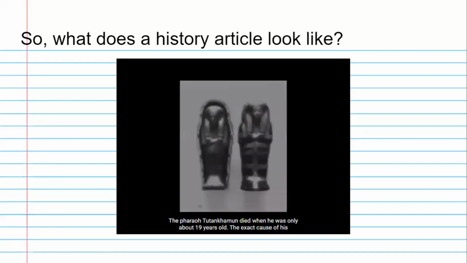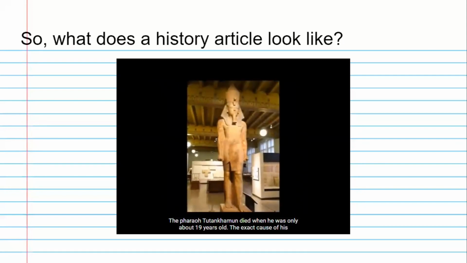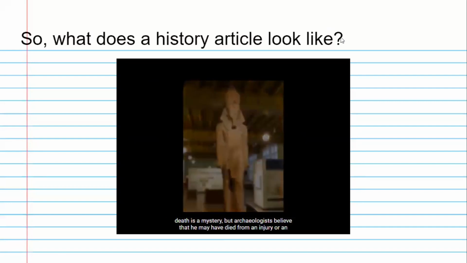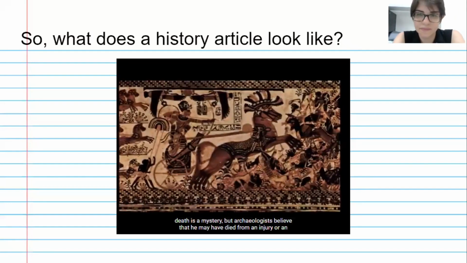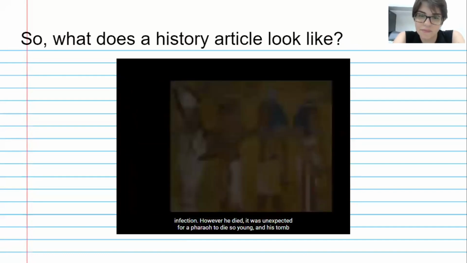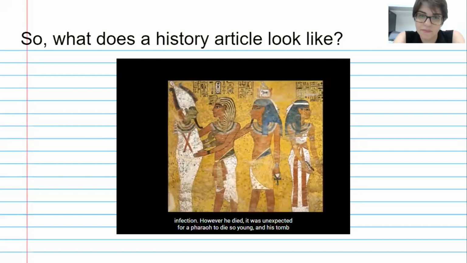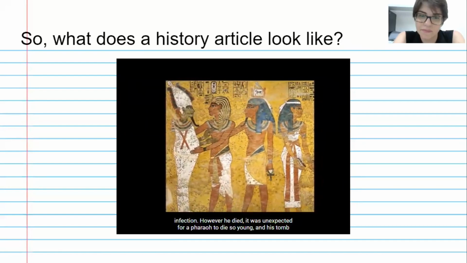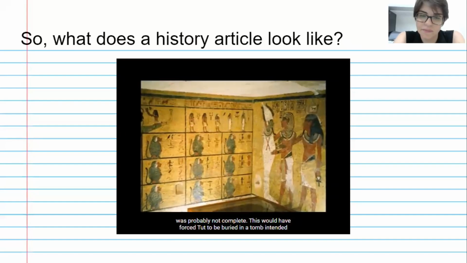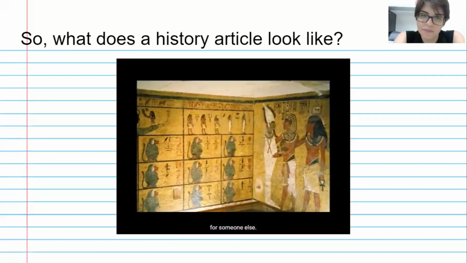The pharaoh Tutankhamun died when he was only about 19 years old. The exact cause of his death is a mystery, but archaeologists believe that he may have died from an injury or an infection. However he died, it was unexpected for a pharaoh to die so young, and his tomb was probably not complete. This would have forced Tut to be buried in a tomb intended for someone else.